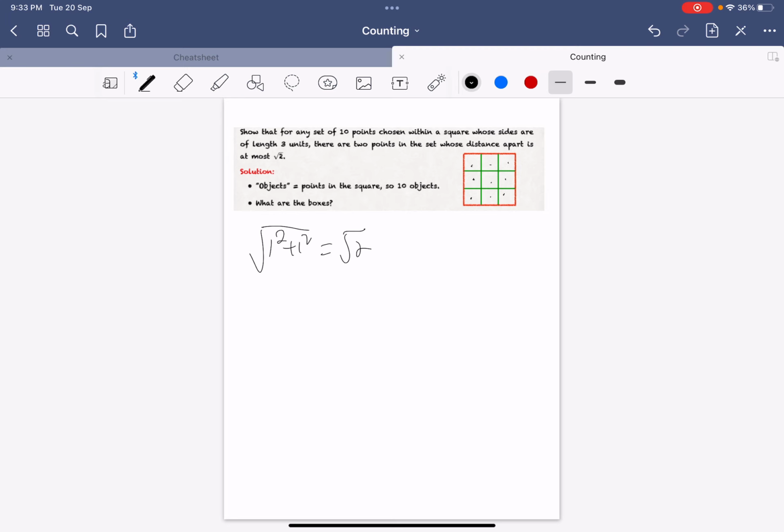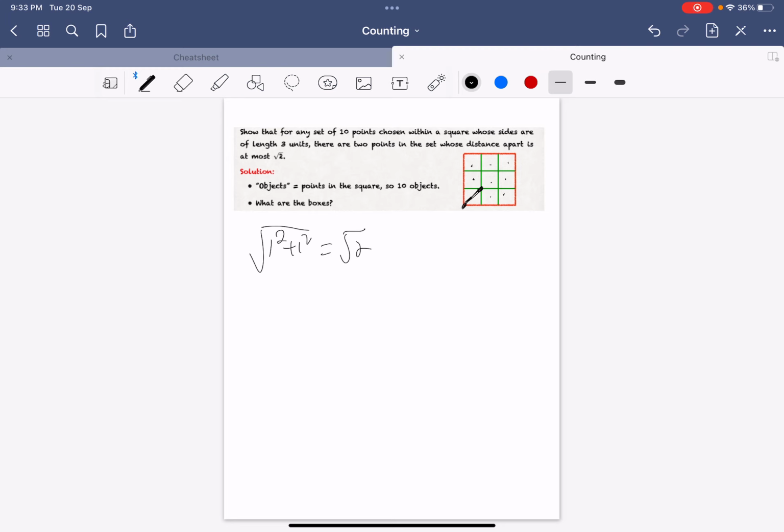And what's the furthest we can put them apart? Well, we can put them at the diagonals here and here. And what is the distance between them? The distance between them is just the square root of 1 squared plus 1 squared, which is just square root 2. And this proves and shows what we want to show.